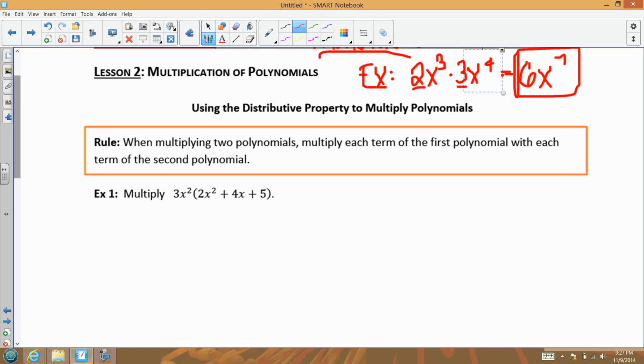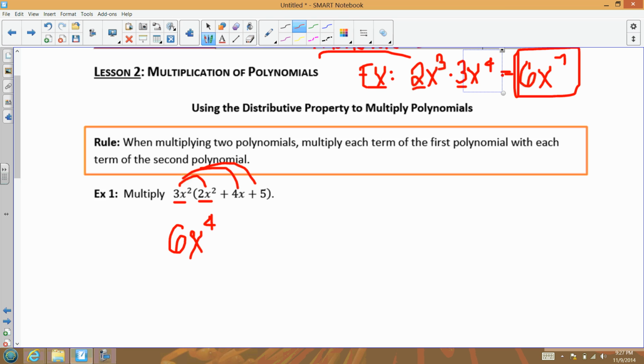So this first one here, we just want to multiply a monomial by a trinomial. So really what this means is you need to apply the distributive property. You need to make sure that this 3x squared gets multiplied by every single piece. So the first thing here is to multiply 3x squared and 2x squared. So again, we multiply the coefficients. So 3 times 2 gives me 6. We're going to keep the base, and we add the exponents.